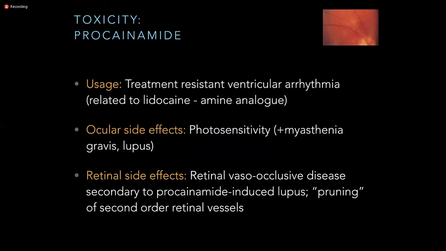Procainamide. This is a medication that is related to lidocaine. Remember, with local anesthetics, you have your amides and your esters. This is an amide analog. It's used to treat treatment-resistant ventricular arrhythmias. Ocular effects can include photosensitivity. It can also include myasthenia and lupus-like symptoms. Retinal effects include a retinal vaso-occlusive disease secondary to procainamide-induced lupus, in which you can see pruning of the second-order retinal vessels and arterioles.